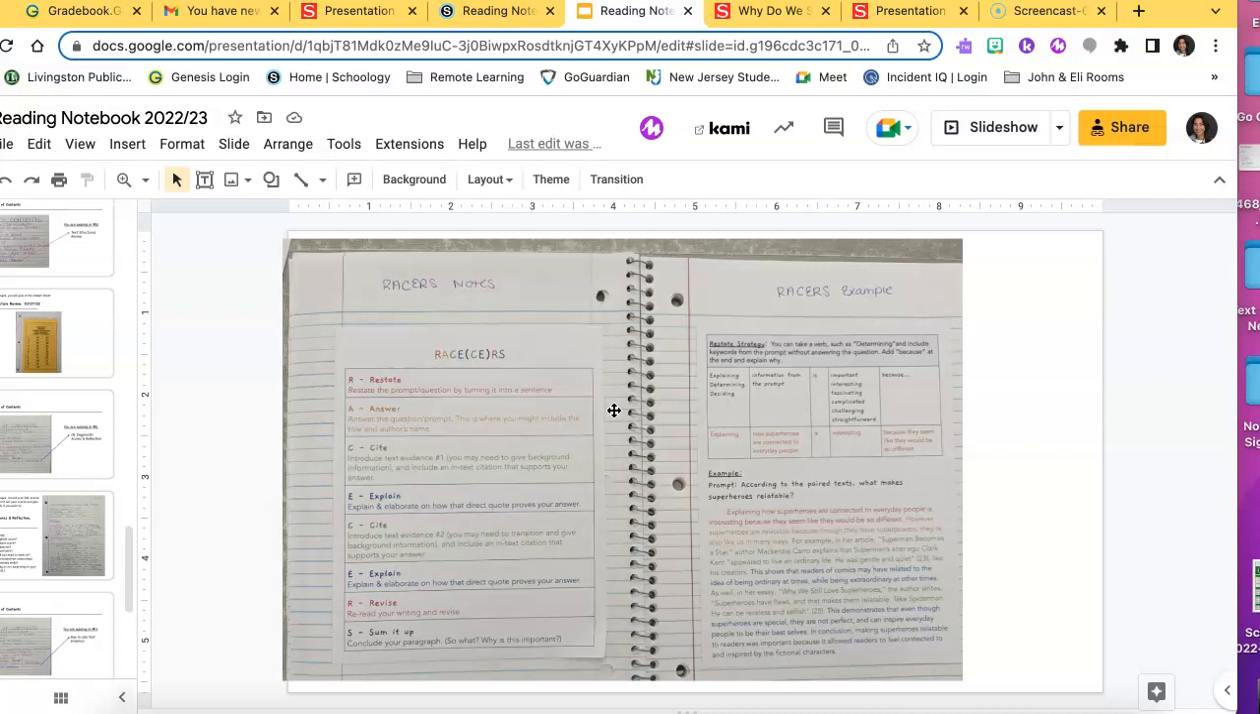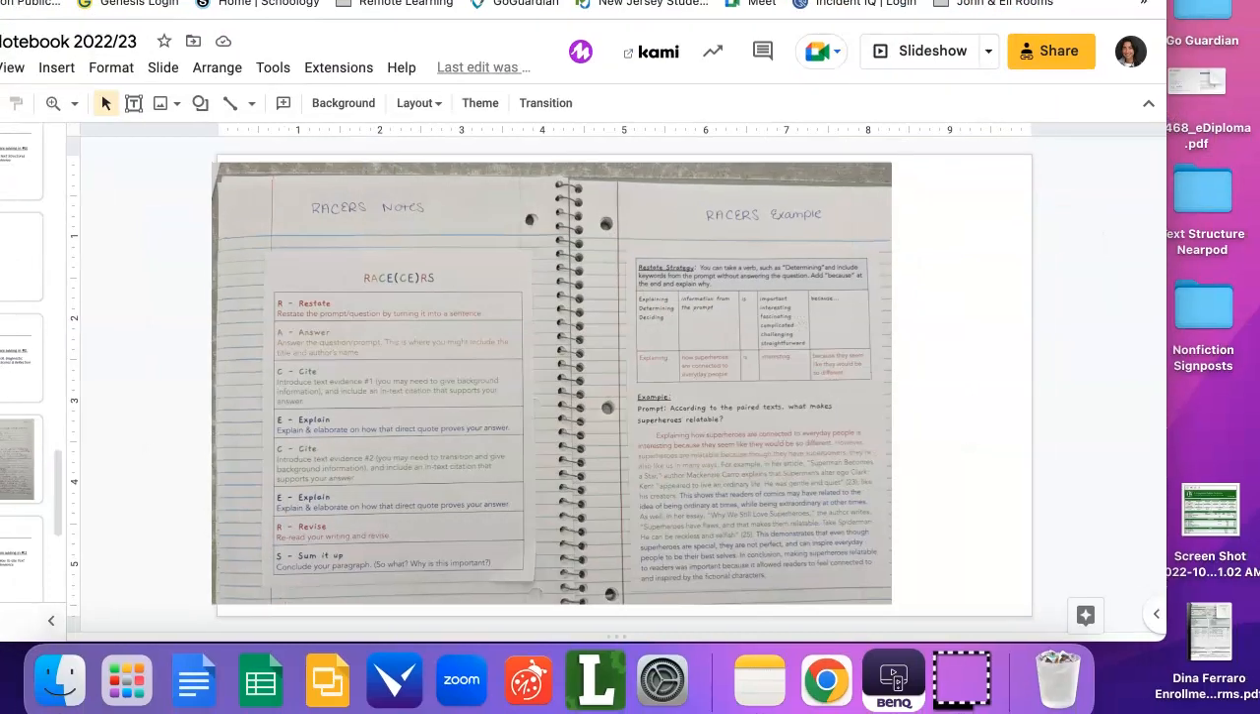The R stands for reread and revise your writing. So you can do that after your explain, or you can do the revision at the very end. But basically, I'm holding you accountable for revising your writing. And then sum it up. That's when you conclude your paragraph by explaining why your whole response was important. Like, why was it important for readers to learn that?